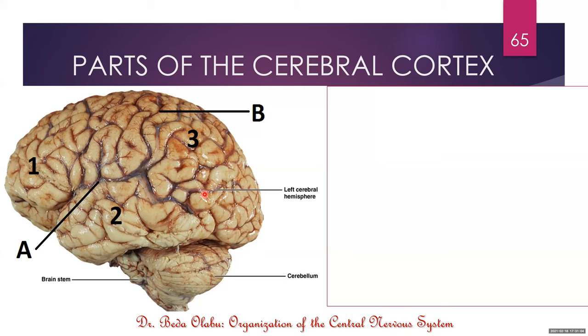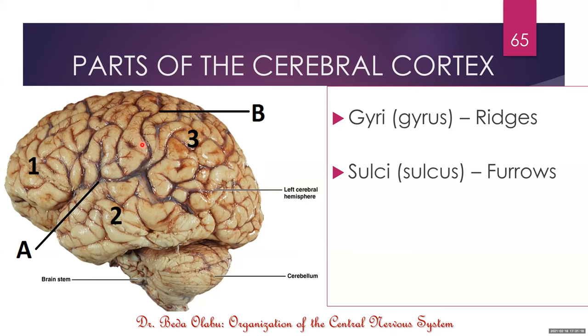This is how the surface of the cerebral cortex looks, highly convoluted. So we have elevations and depressions. The elevations are called gyri, which means the ridges. The depressions are called sulci, which means the furrows.